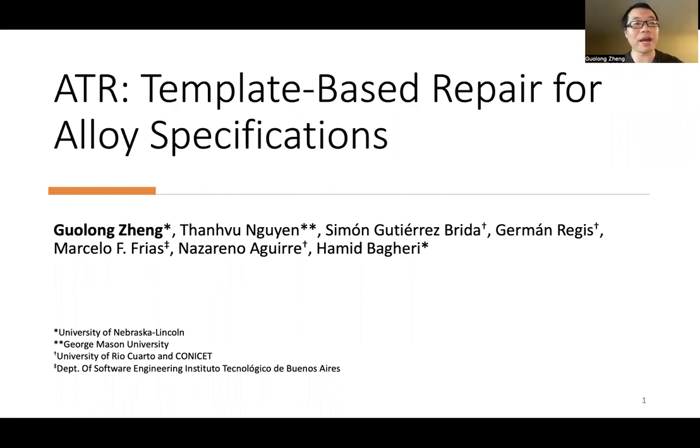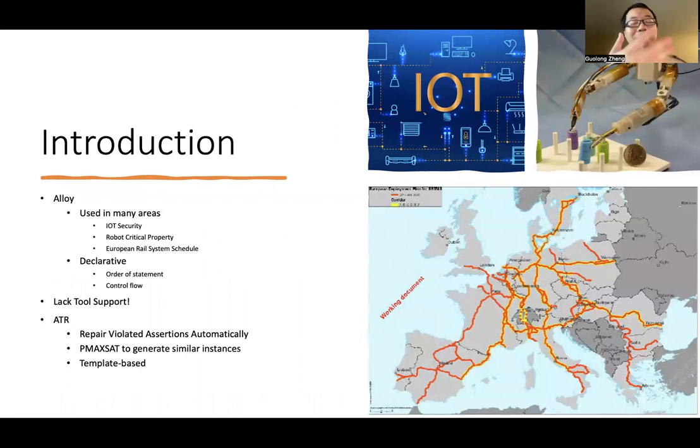In this video, I would like to introduce you ATR, a template-based repair tool for Alloy specifications. Alloy is a modeling language. It has been used to model many software-related problems. For example, it has been used to capture some IoT system security-related bugs.